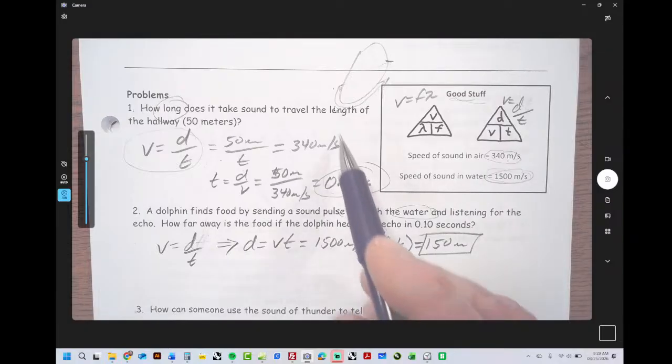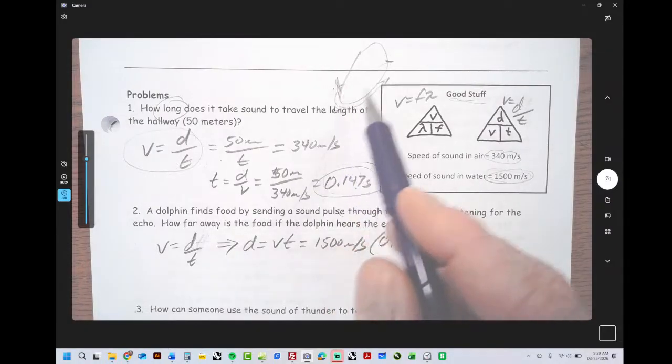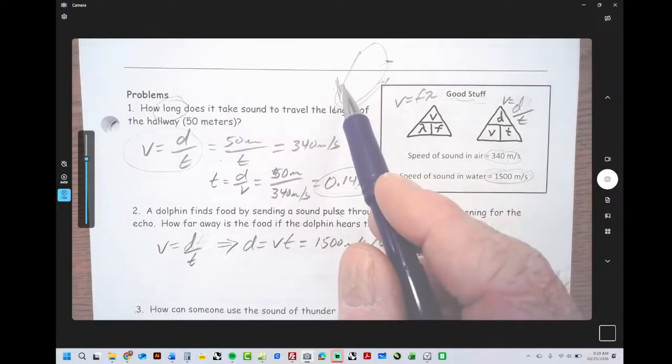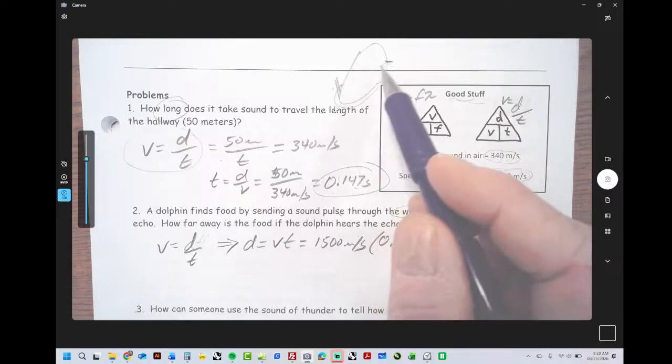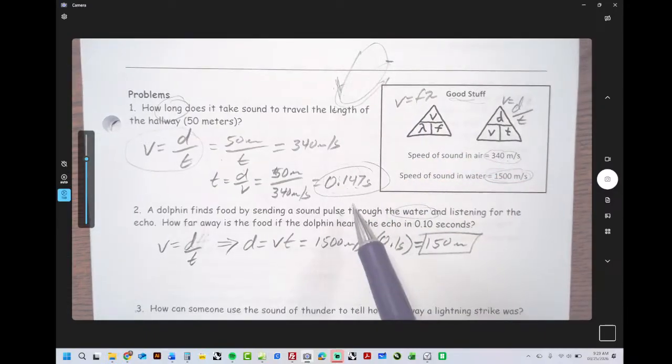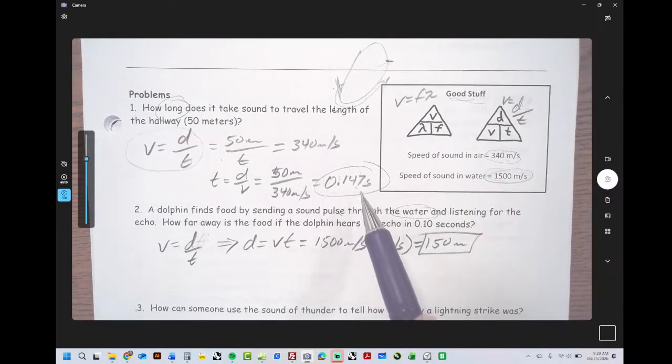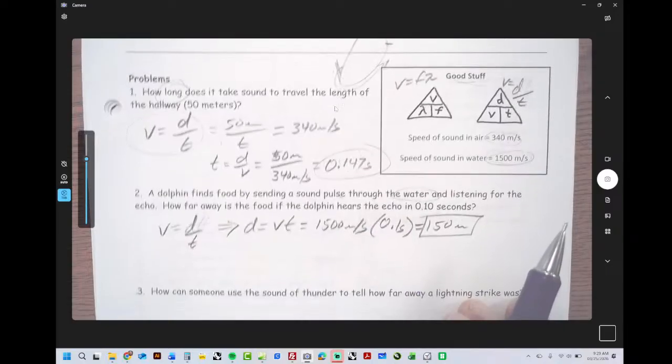If you clapped your hands and there were a big wall here, and this is 50 meters away, it would take 0.147 seconds for the sound to get there, and then 0.147 seconds for it to get back. So it'd be almost like a third of a second before you heard the echo.